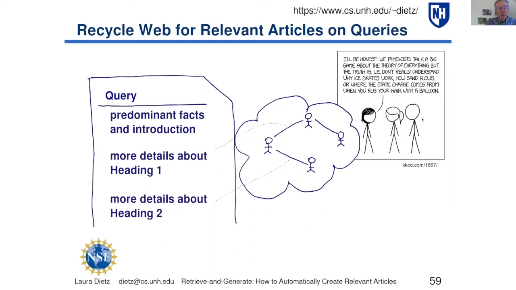Jay: Laura, have you tried asking your system where the static charge comes from when you rub your hair with a balloon? I didn't. I should. If that cartoon inspires you, I think if there would be a TREC year four, it would certainly make the list.